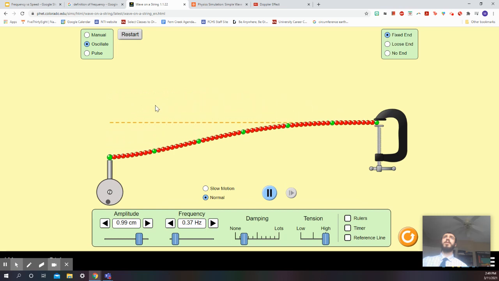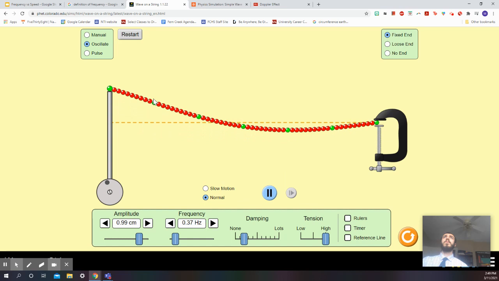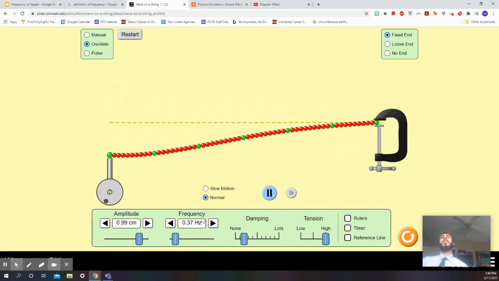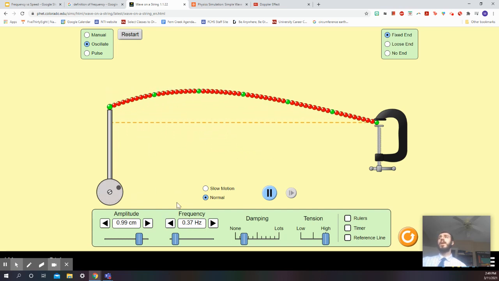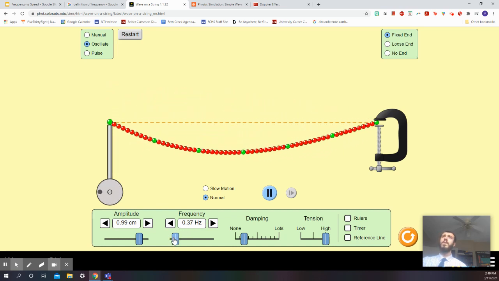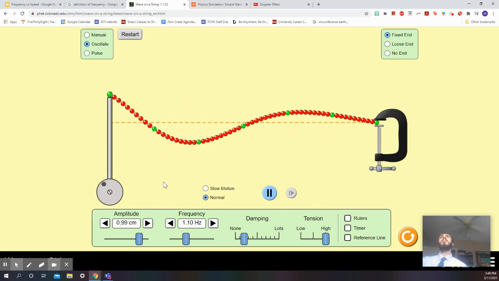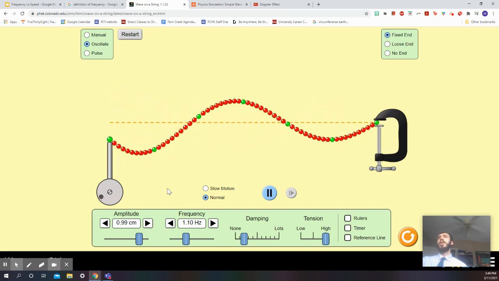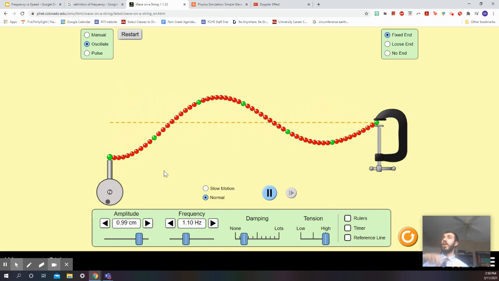So let's say we're watching this little green dot. There's 1, 2, 3. And so right now we're at 0.37 hertz, right? This means we see a wave cycle once every 0.3 seconds. So it's pretty slow. Now I can increase the frequency, and you'll see that we get many more of these wave cycles every second. So we're increasing the rate at which this is moving up and down.